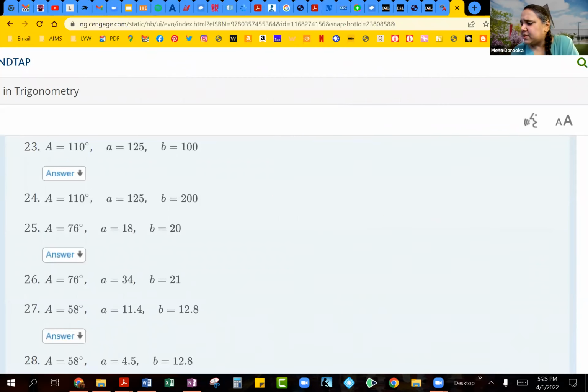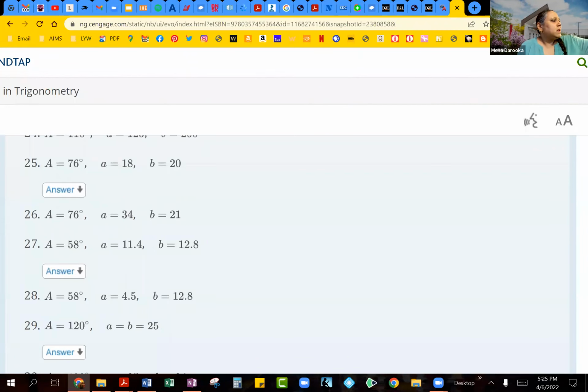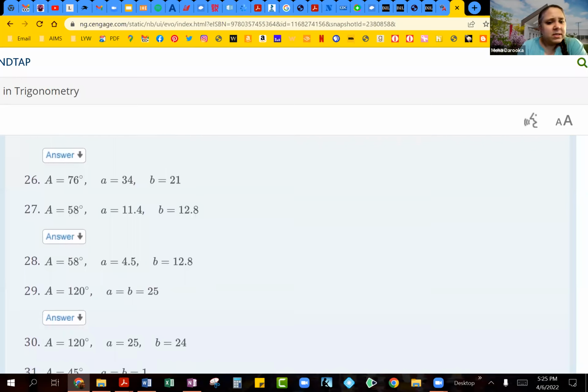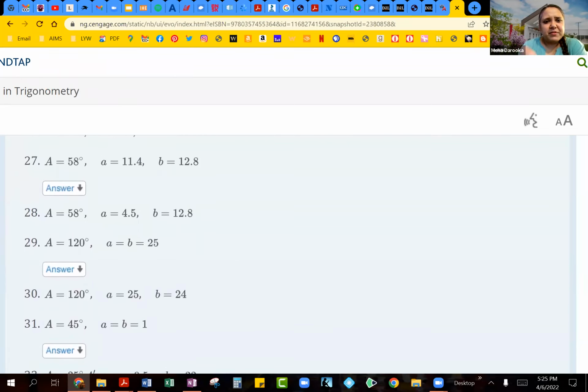Okay, so that was number 23. Let's see if we can find something. Let's do 27. And I might actually have to move this over to our notebook.